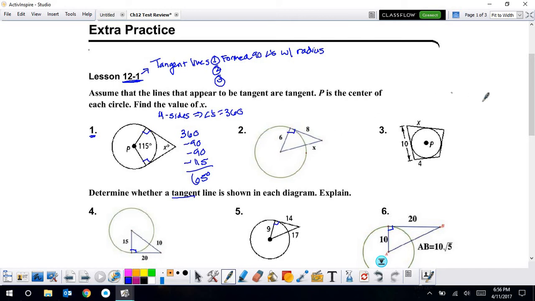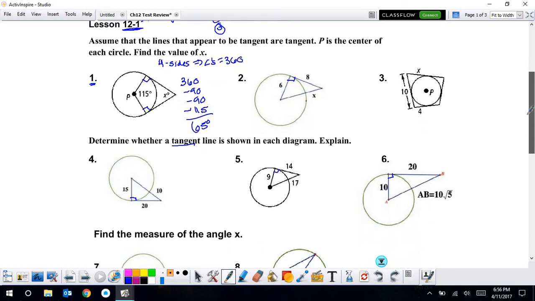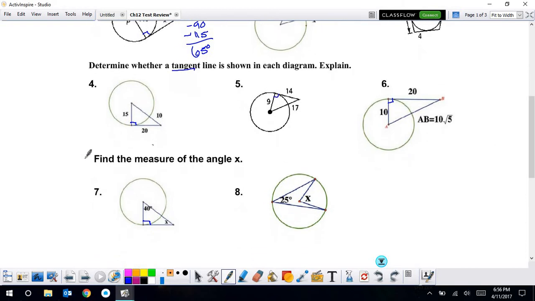For the others, we're not trying to find missing angles. Oh, sorry. So for number 7, we'll be finding a missing angle. So we have a triangle. So we know we have 180 degrees. We subtract out the 90 we know about, and we subtract out the 40 that we already have. So we are left with 50 degrees for angle X.